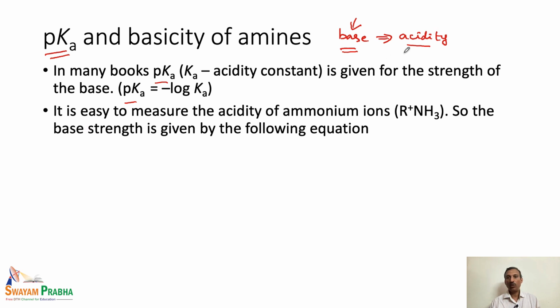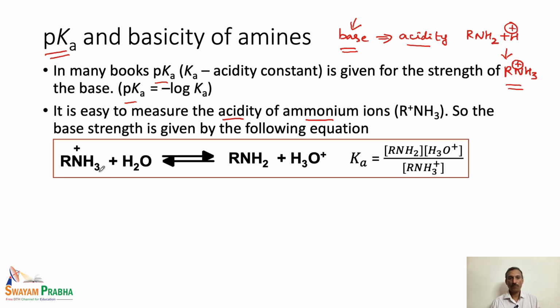The reason we use acidity is simply because it is very easy to measure the acidity of the ammonium ions. When we talk about amines, say, for example, the primary amine, a proton can be added to this, which leads to the ammonium ion. So, this species can be easily studied. In other words, in the equilibrium reaction, the ammonium ion when reacted with a water molecule gives the primary amine and H3O+. So, in this particular reaction we can measure the acidity constant very easily.